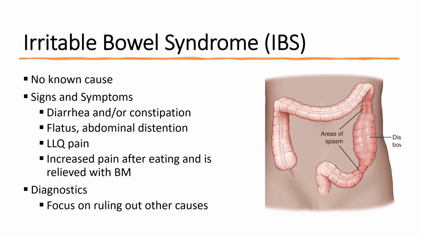Because there's no change on the inside, tests are basically rule-out tests. So they could do a sigmoidoscopy, colonoscopy, CAT scan, lactose intolerance test, celiac test, stool culture, blood tests. They could do a bunch of different tests. Everything's going to come back normal. So basically, they're ruling out other diagnoses to diagnose IBS.